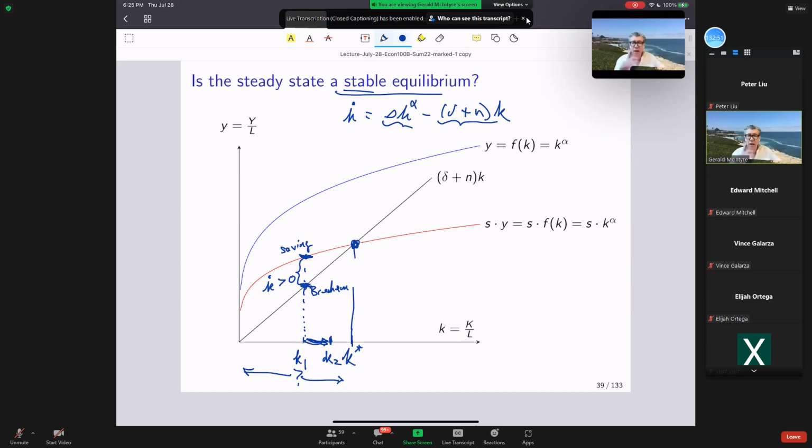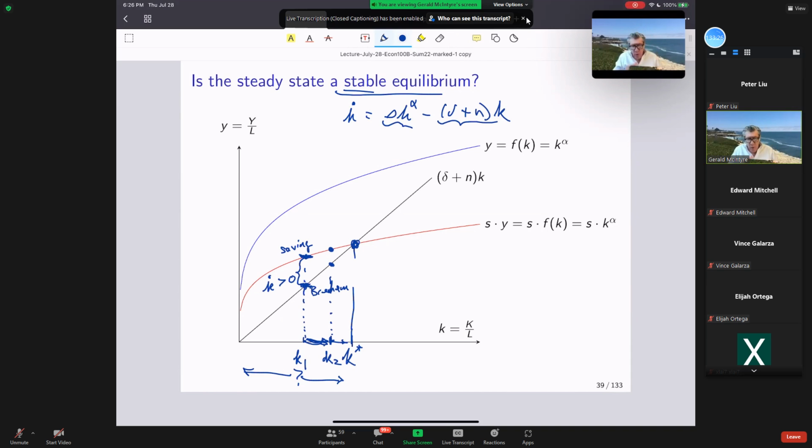In other words, if you have something like this and you change it a little bit, it goes back to its equilibrium. Of course, at K2, we could do the same kind of analysis. Break-even investment is there, savings is here. It's still the case that savings is greater than break-even investment, and K dot is still positive, which means you get closer still. You move closer and closer. That's the mathematics, that's the graph. What is the intuition?